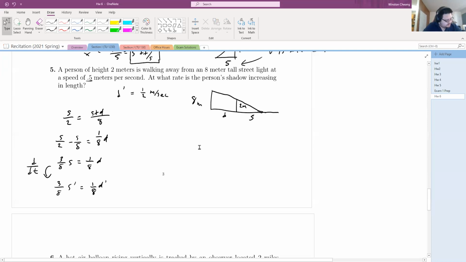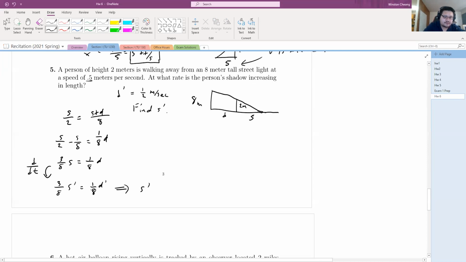And then from this point, I can just move the thing over. I'm trying to calculate what rate the person's shadow is increasing. So I'm trying to find the S prime. Okay, we're very close to that.